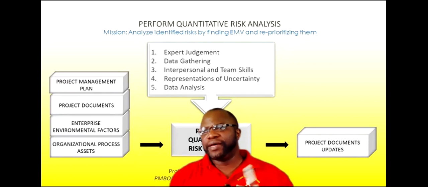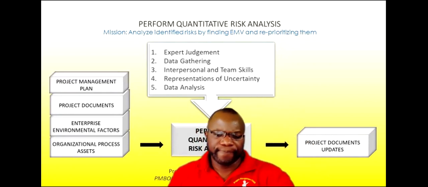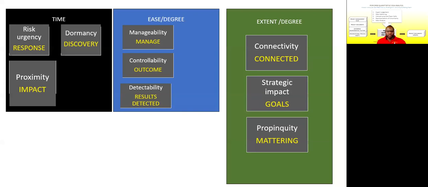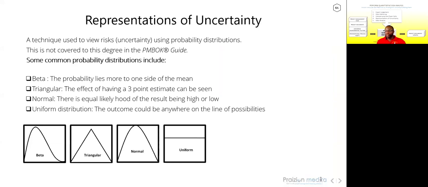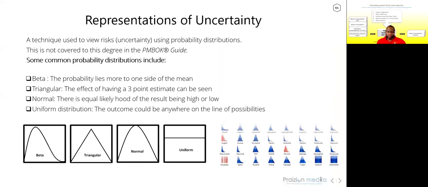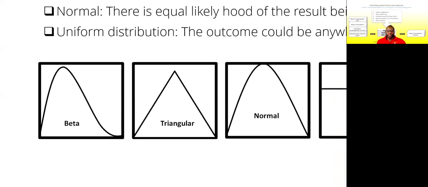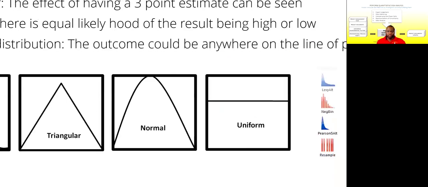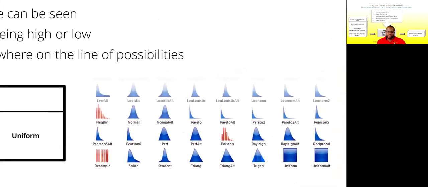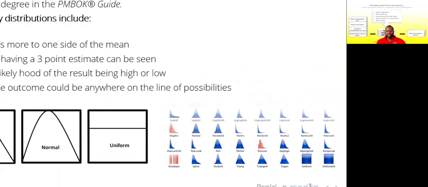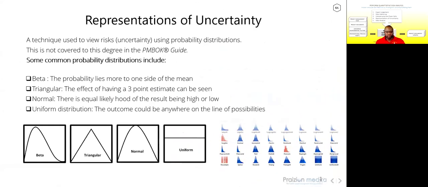We also have here something called representations of uncertainty. What are representations of uncertainty? Let me show you that quick. When we talk about these representations of uncertainty, they're really probability distributions. And part of quantitative risk analysis is using a Monte Carlo to run a simulation of the project. And these probability distributions, you can see there are quite a number of them. In order to make an intelligent input into a Monte Carlo, you need to understand probability distributions and which distributions are the best to choose for what type of projects. And that's that.